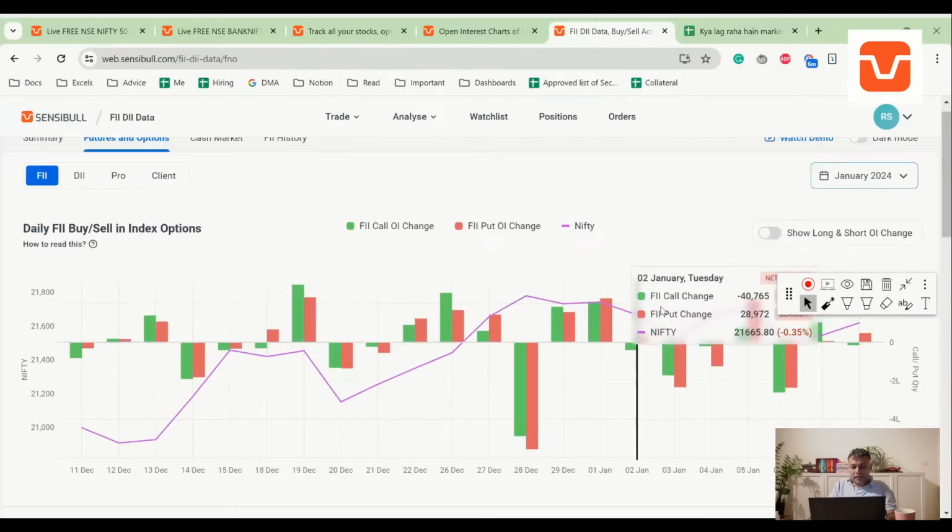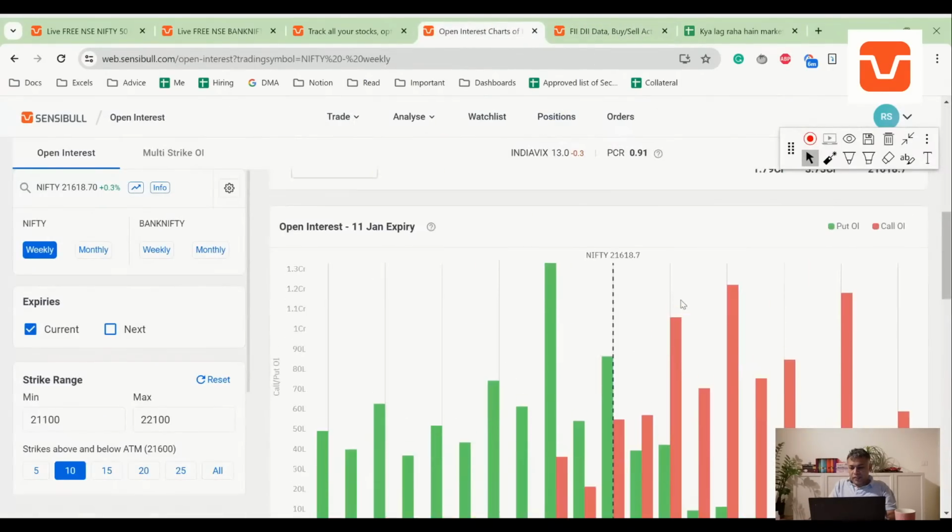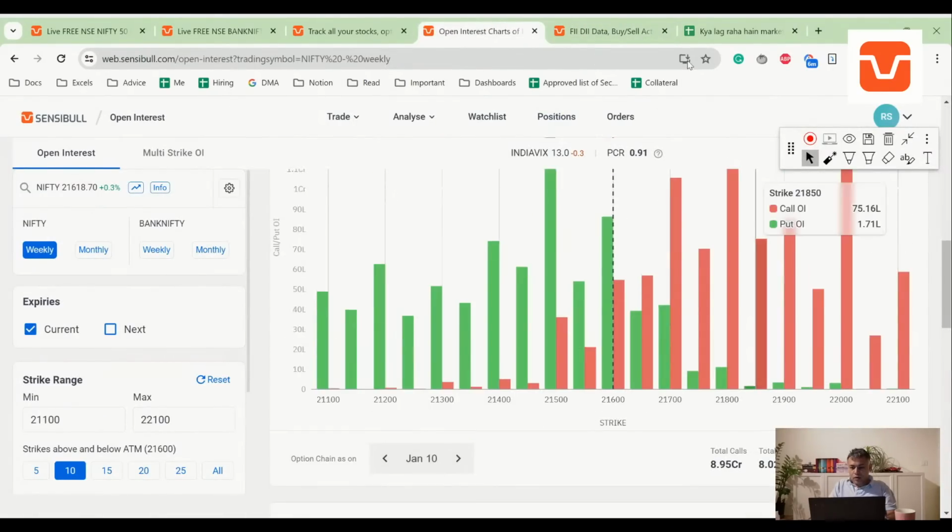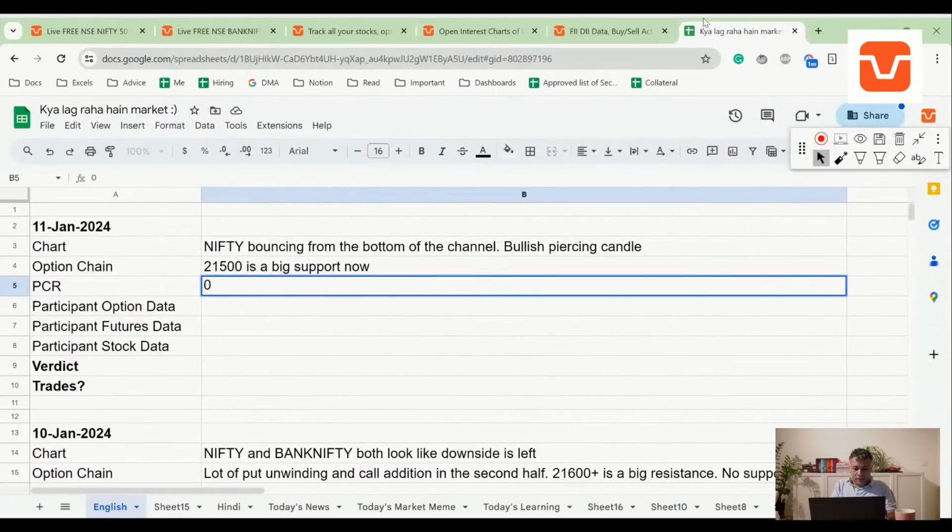PCR must have dramatically improved from yesterday's 0.7. It has gone to 0.9. So 0.9 is bullish.